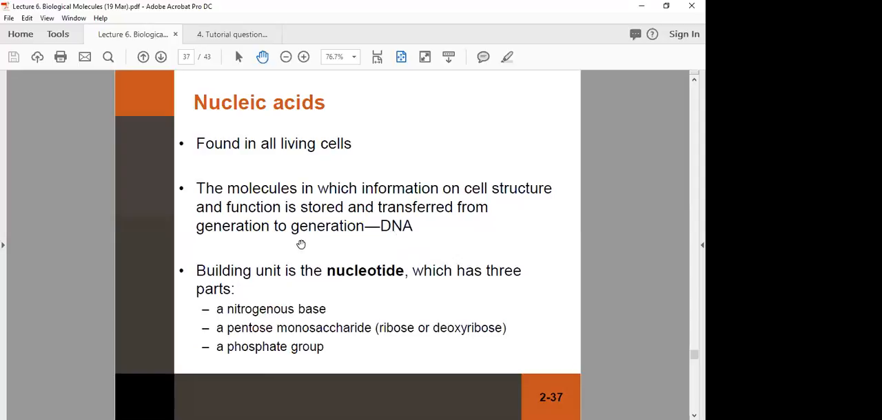The building unit, the monomer unit of both DNA and RNA is the nucleotide. So once again, the monomer is the nucleotide, and if those monomers bond together, then we have the formation of a polymer. In other words, a chain of nucleotides to form a strand of DNA, or a strand of RNA. The nucleotide has three components: a nitrogenous base, a monosaccharide, which might be either ribose or deoxyribose, I'll come back to them, and a phosphate group. There's that phosphate group, that polyatomic ion once again.